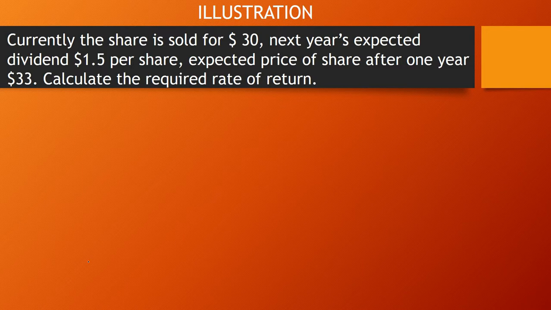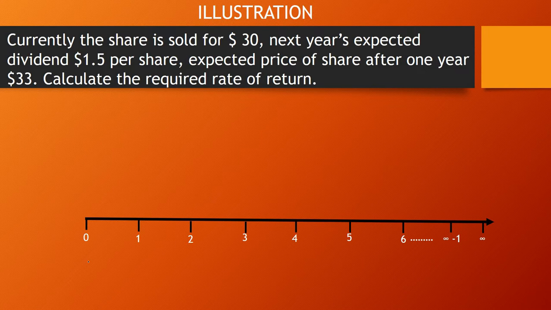Now, let's start with the number line. I always suggest you start with a number line because it will give you a pictorial presentation and you are able to understand what you have to do. Now this is my number line. I am starting from 0 and I have made the number line till infinity because this is a question for equity shares, and in equity shares we are getting dividend till infinity because there is no maturity date.